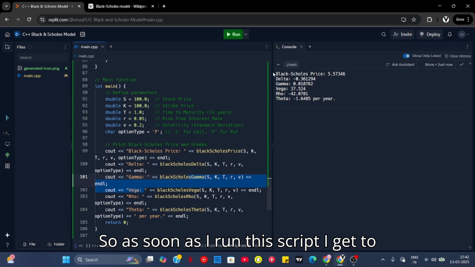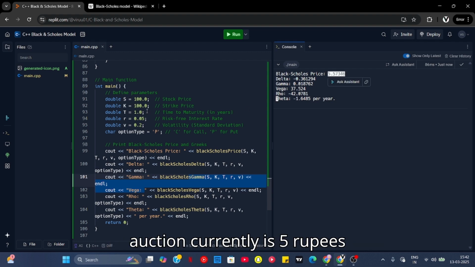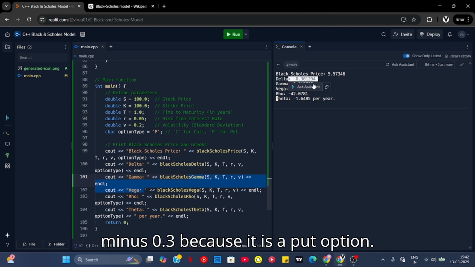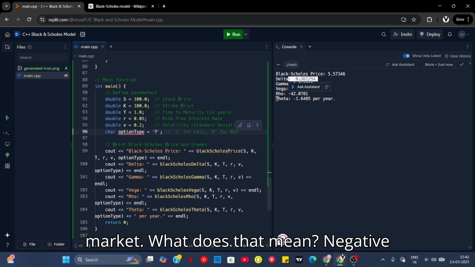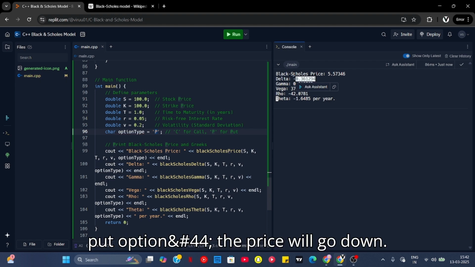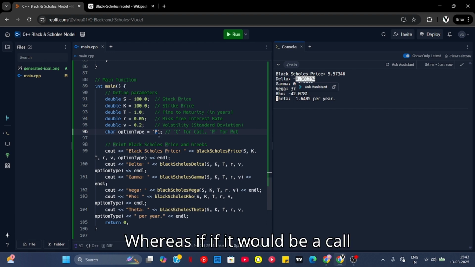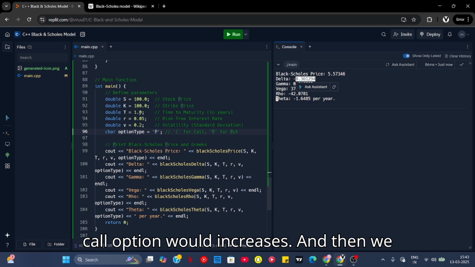As soon as I run this script, I get to know the Black and Scholes price of this option currently is 5 rupees, and delta is minus 0.3, because it is a put option. So it is negatively related to the market. What does negative delta mean? If the market moves up, in a put option, the price will go down. Whereas if it were a call option, it would be a positive delta, because if the market moves up, the call option price would increase.